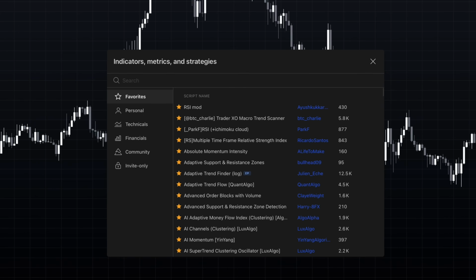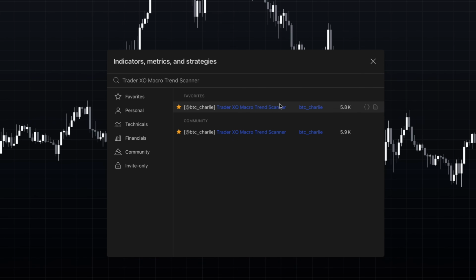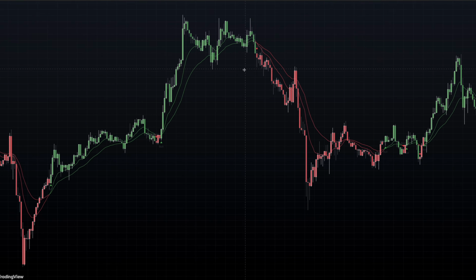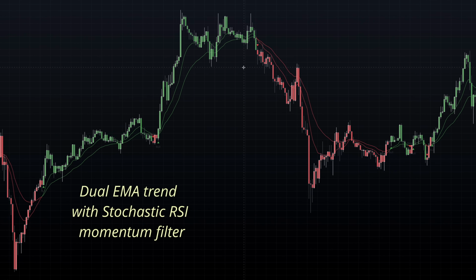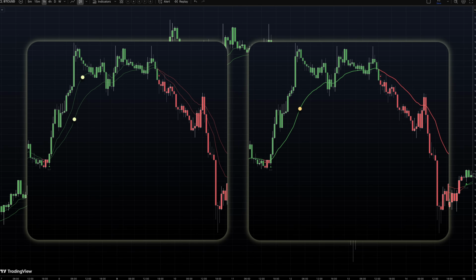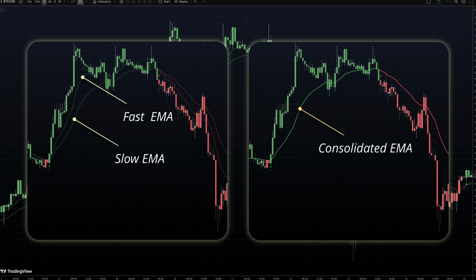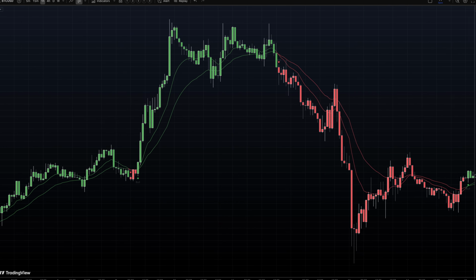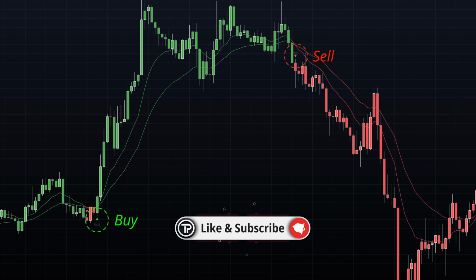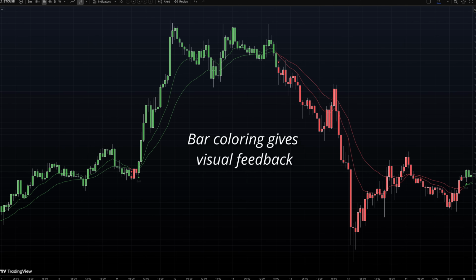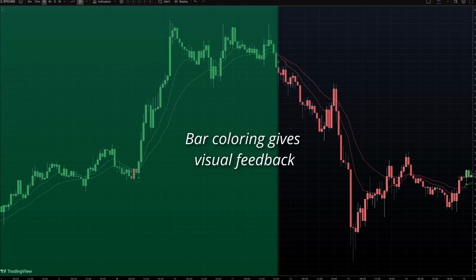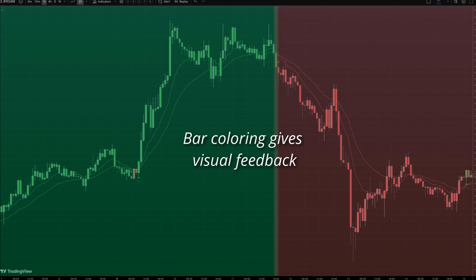Trader XO Macro Trend Scanner. Created by BTC Charlie, this Pine script indicator combines dual EMA trend analysis with stochastic RSI momentum filtering to identify macro trend shifts. The system uses fast and slow EMAs with an optional consolidated EMA display mode for streamlined visualization. The indicator generates buy and sell signals based on EMA crossovers while implementing a counting mechanism that tracks consecutive bullish or bearish conditions. Bar coloring provides immediate visual feedback: green for bullish signals, red for bearish signals.